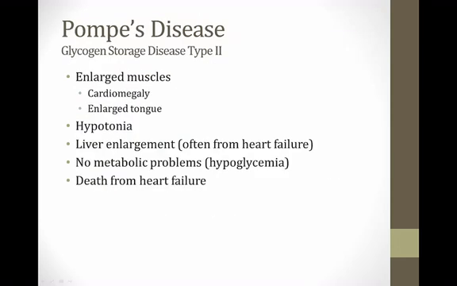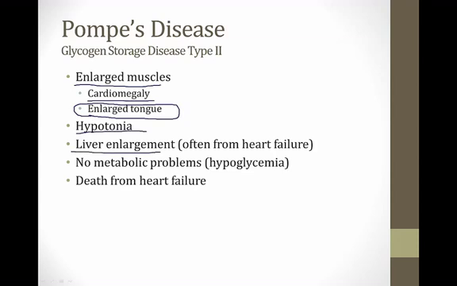Now, lysosomes are found everywhere in the body, but most of the problems in Pompe's disease come from entrapment of glycogen inside of muscle cells. These children will have enlarged muscles. They can have an enlarged heart and cardiomegaly, and then an enlarged tongue is a classic finding. This is something that's easy to identify on a newborn baby. In addition, their muscles lack tone, so the baby will exhibit hypotonia.